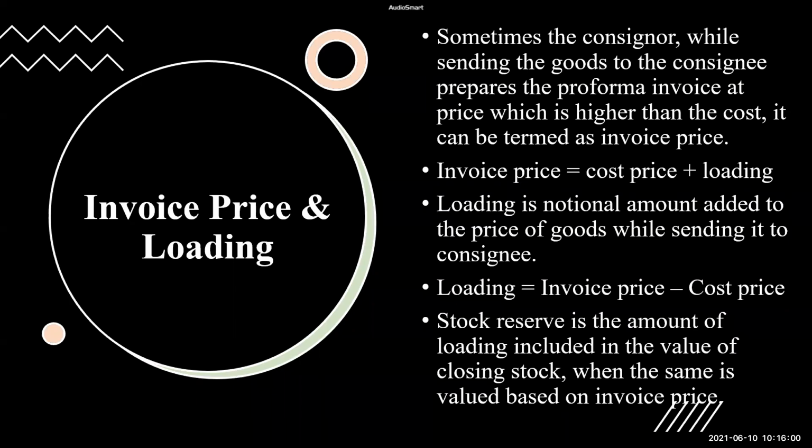Right? Now, sometimes the consignor, while sending the goods to the consignee, prepares the pro forma invoice at a price which is higher than the cost price. It can be termed as the invoice price. This is what we have just learned. Now, as you told me, what is the profit? The simple formula for profit is selling price minus cost price. That means profit is the entire amount which is higher than the cost price. It is the difference between the selling price and the cost price. So here, in case of consignment, that amount of profit share, we call it loading.